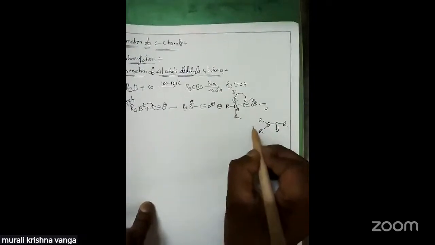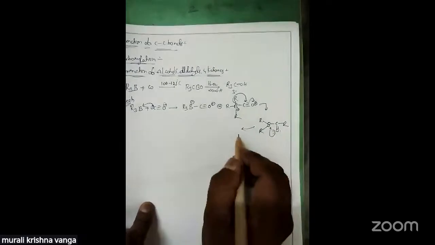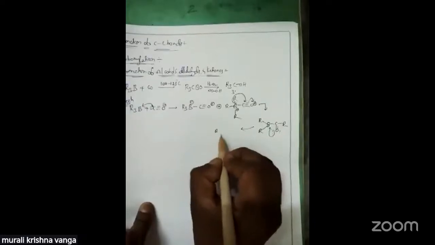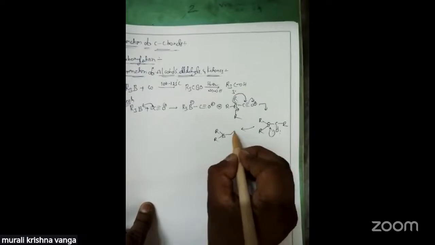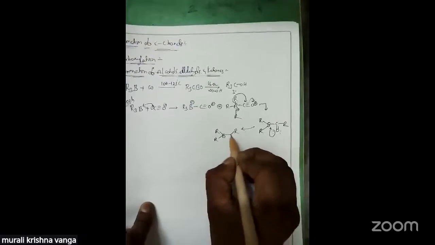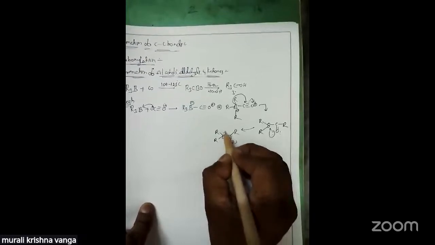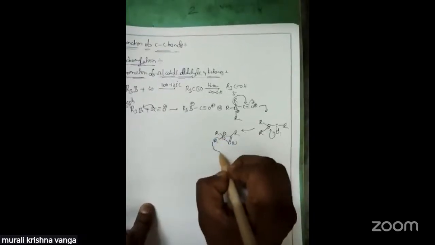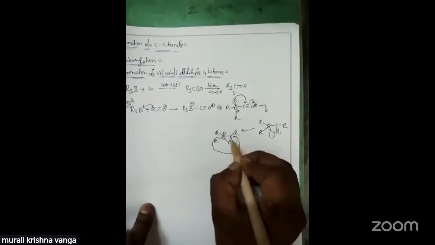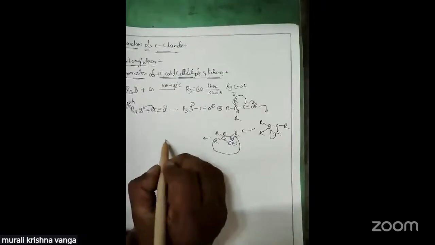When this compound is involved, a lone pair of electrons on the oxygen atom attacks the boron atom, then forms a negative charge. Again the alkyl group comes here and the pi bond shifts to the oxygen side, then R.